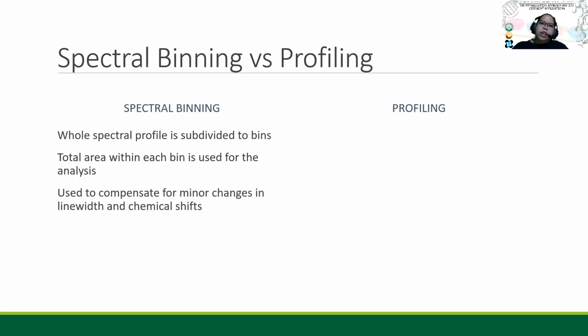As I've mentioned earlier, in certain cases you can have protein interactions that can affect your line width. You can also have pH changes that can affect your chemical shifts and so forth. This spectral binning can compensate for a bit of these effects. And you can also do relative concentration based on the total area.